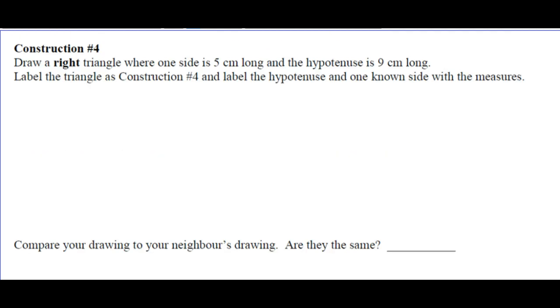Instruction number 4, draw a right triangle where one side is 5 centimeters long and the hypotenuse is 9 centimeters long. Students have constructed a right triangle where one side is 5 and the hypotenuse is 9, and yes, they were the same.